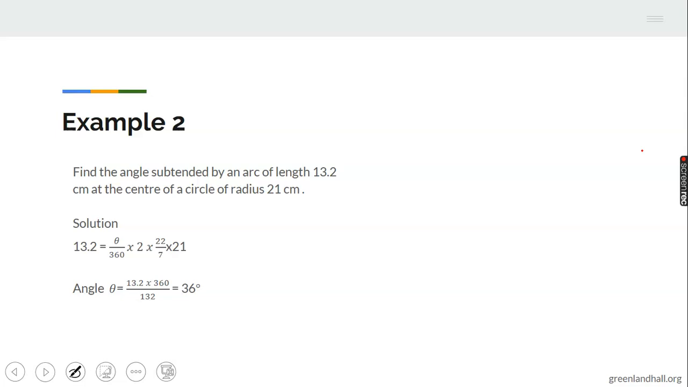Second example. Here now we want to look for the angle at the center. Find the angle obtained by an arc of length 13.2 cm. You want to look for the angle.